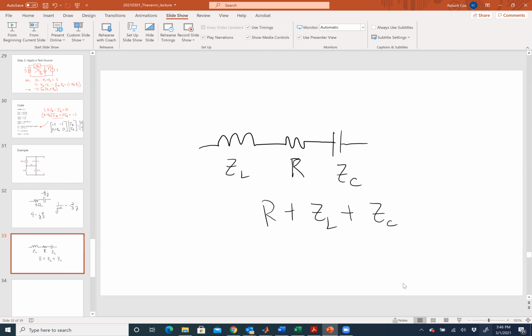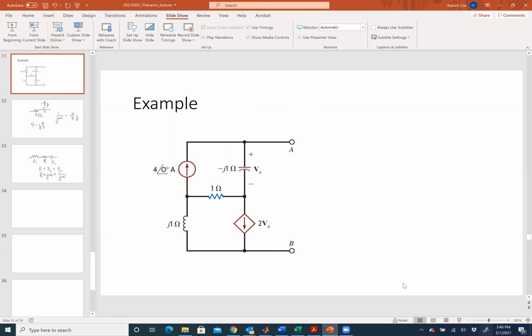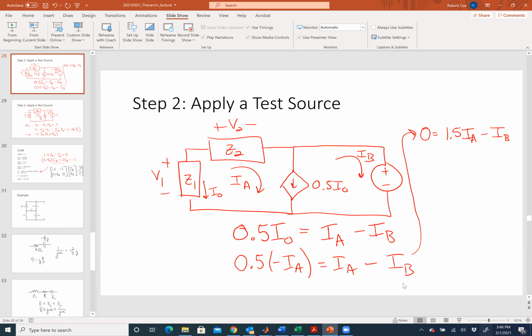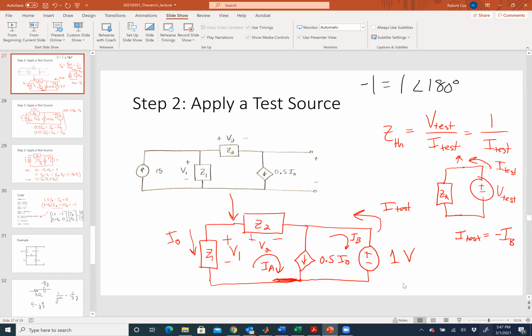Then why didn't we add Z1 and Z2 in our example? That's a good question, because there's no combination there. They're not in series or anything per se, right? When I look at this picture here, Z1 and Z2, are they in series? Well, no, because they have different currents, right? So there's no way they're in series. And are they in parallel? No, because they wouldn't be sharing the voltage either.